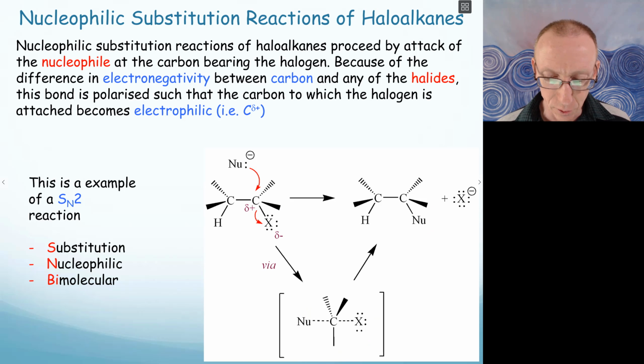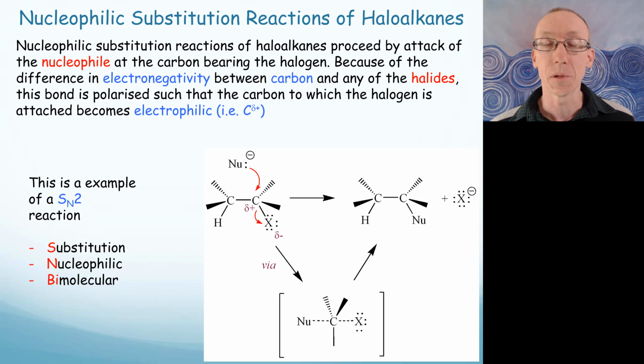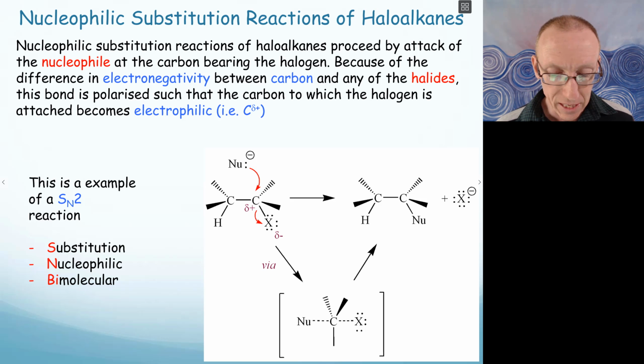goes via this transition state here to give a new product where the nucleophile has replaced this X group. Now, part of the reason why these nucleophilic substitution reactions occur is that the carbon-halogen bond is polarized because the halogens are more electronegative than the carbon they're attached to. And that makes the carbon electrophilic and therefore wants to react with something that has an excess of electrons, which is what a nucleophile is.